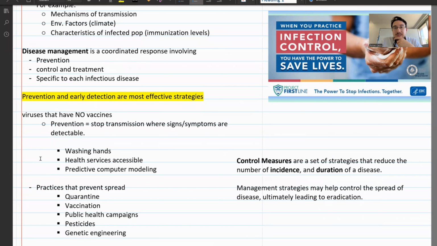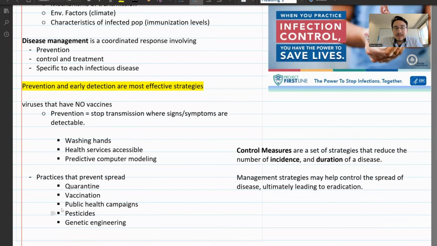Prevention will stop transmission, where you have signs and symptoms that are detectable, that are noticeable in the population. Okay. And what are some prevention practices and measures, right? Washing hands, having good health services available, quick services available, right? And definitely using mathematical modeling, computer modeling to see the trend of a spread, right? Different areas around the world. What are the numbers, right? What is the data showing in terms of spread?